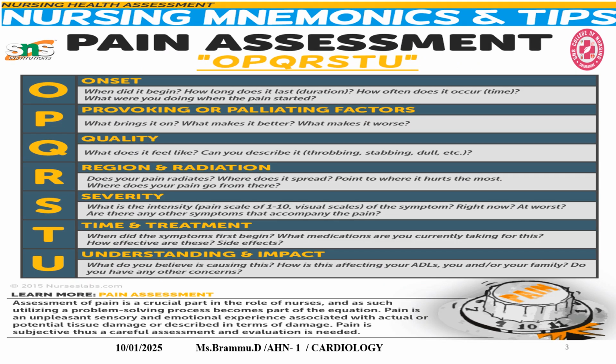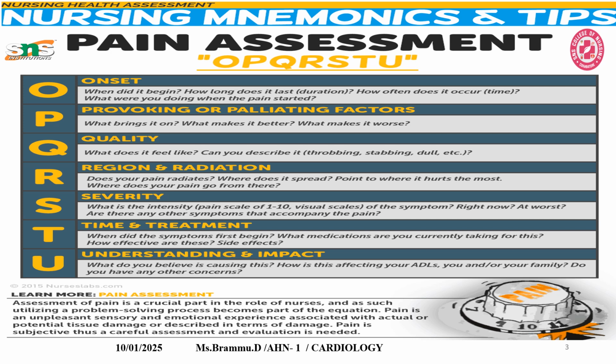Coming to the mnemonic, what is PQRST of pain? Two other letters have also been added, that is O as well as U. So this OPQRSTU has its own words: O stands for the onset of pain, P stands for provoking or palliating factors of pain, Q stands for quality of pain, R stands for the region and radiation of pain, S stands for the severity of pain, T stands for time and treatment that is being done in case of pain, and U stands for the understanding and impact of pain.